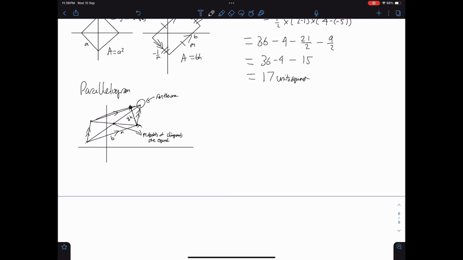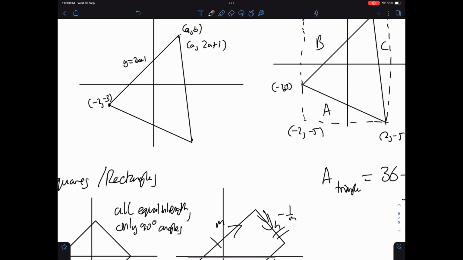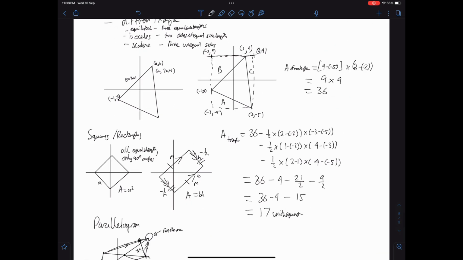Oh, and I'll just say perimeter. I highly doubt they do it because it'd probably be too easy, but you just do the distances, the lengths of every line and add them up. Very simple.